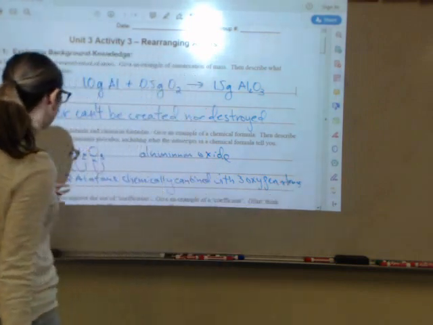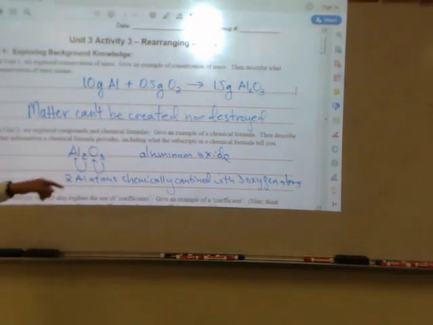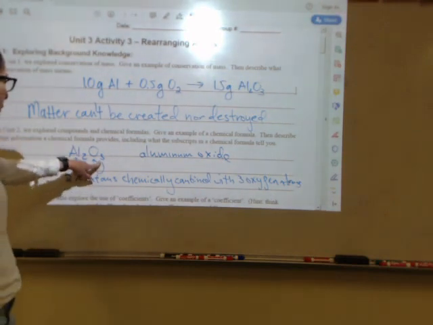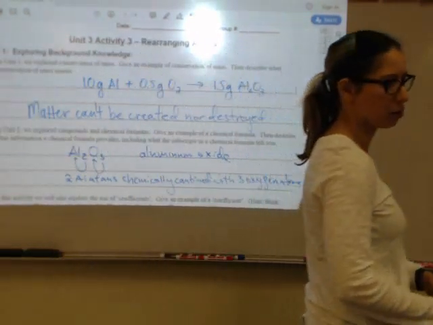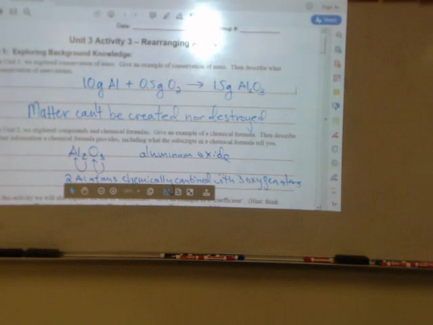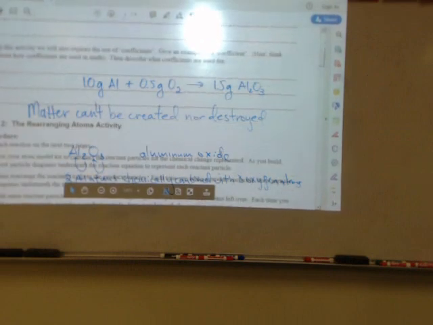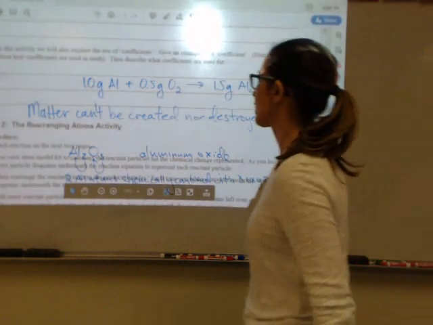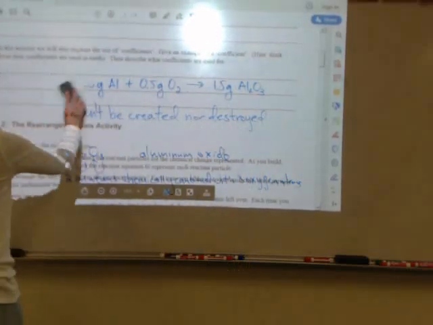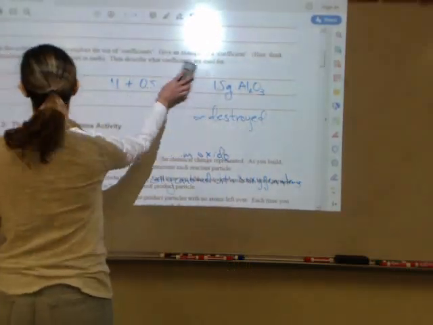So the subscript 2 on the aluminum tells us how many atoms of aluminum we have, and the subscript 3 on the oxygen tells us how many oxygen atoms we have. Let's go on to question number 3. In this activity, we're going to explore the use of coefficients. Give an example of a coefficient.